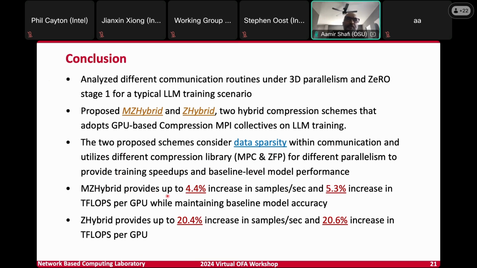MZ hybrid provides up to 4.4% increase in samples per second. And with Z hybrid, we saw around 20% increase in samples per second.